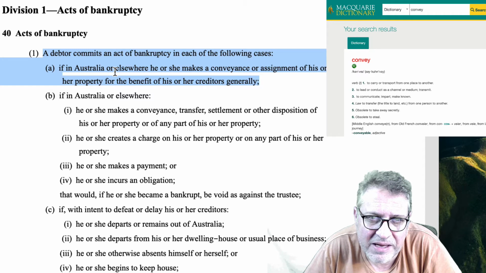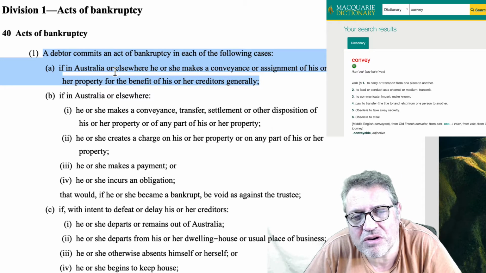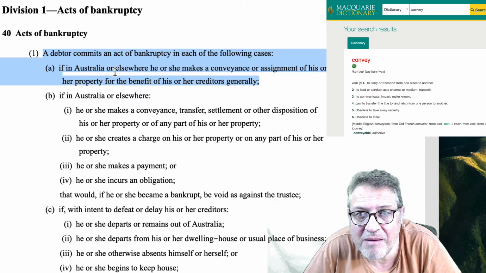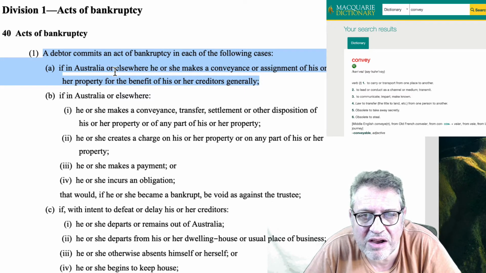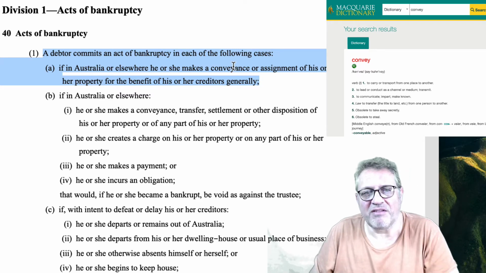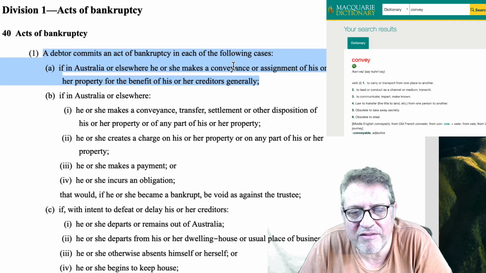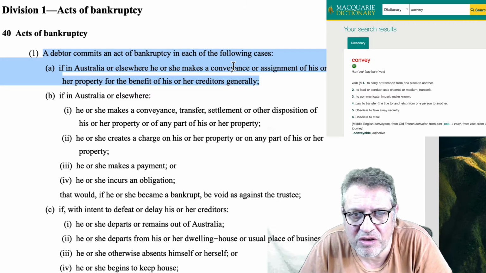And again, this wouldn't be one where a secured party sells or conveys. It's where his or her property is conveyed. I think the assumption here is conveyed by him or her, for the benefit of his or her creditors generally. So when a person's personal assets are conveyed or assigned for the benefit of his or her creditors generally, well, that would be indicative of your bankruptcy.